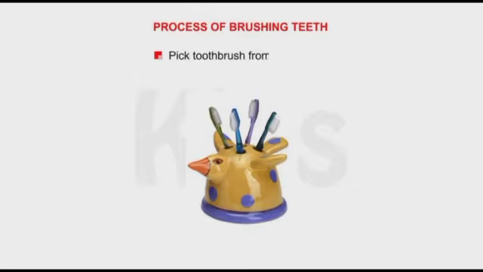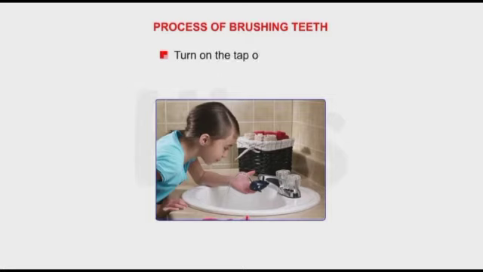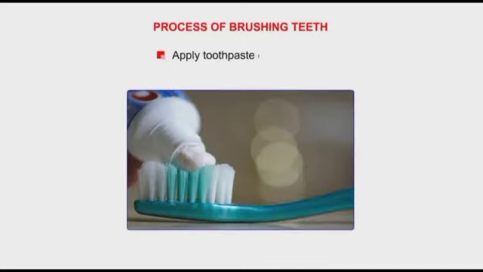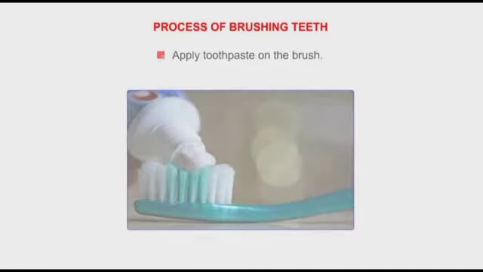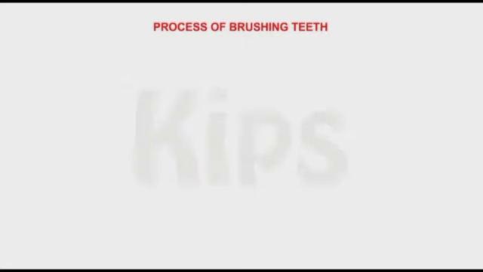Pick a toothbrush from the holder. Turn on the tap of the wash basin. Rinse the brush and turn off the tap. Apply toothpaste on the brush. Start brushing your teeth. Clean the brush.